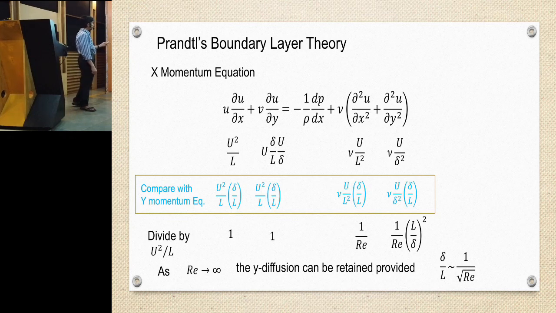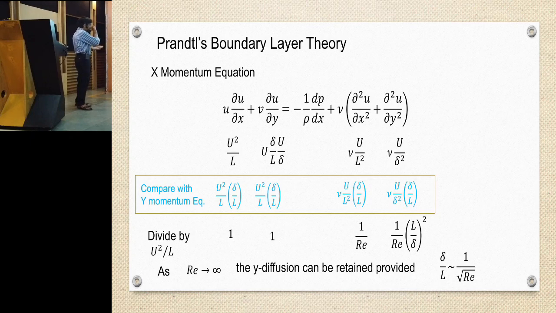So now you look at these terms and divide by u squared by L. So the left hand side terms become order 1. Okay. And the right hand side term becomes 1 over Re here. Simple mathematics. If you are attentive, you will have noticed by now. I hope you are. And this becomes 1 over Re into L by delta squared. Okay.